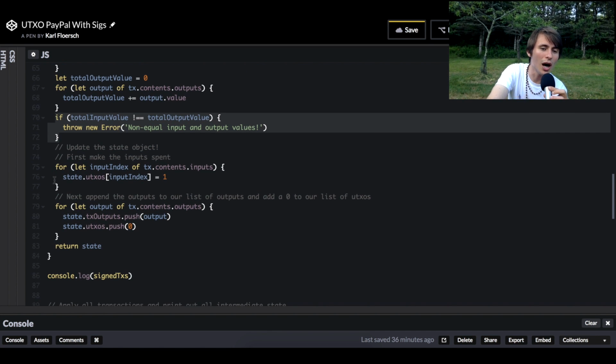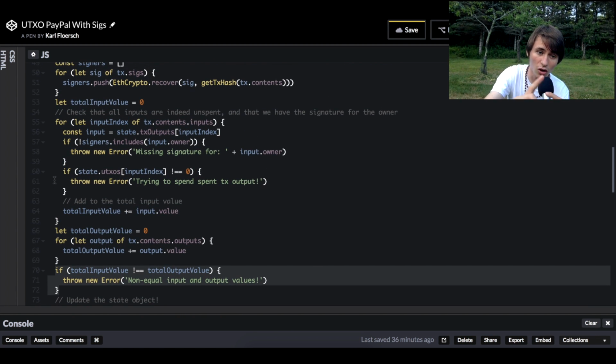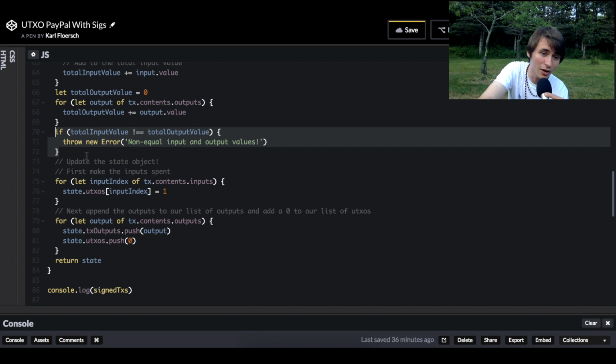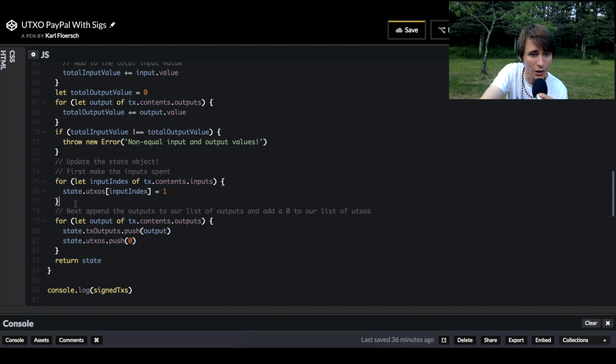Next, we're going to update the state object. This is all of the checks that we needed to do. We just needed to say, are all the signatures provided? Are all of the outputs that we're trying to use unspent? And are the input values equal to the output values? Once we've made those 3 checks, that's enough to say, let's add these outputs to our list of outputs.